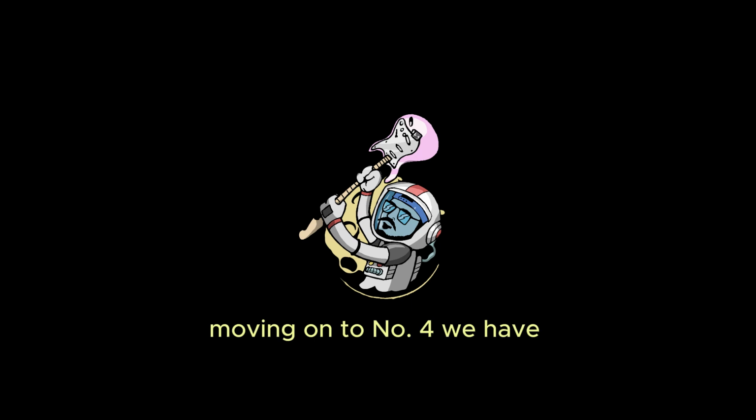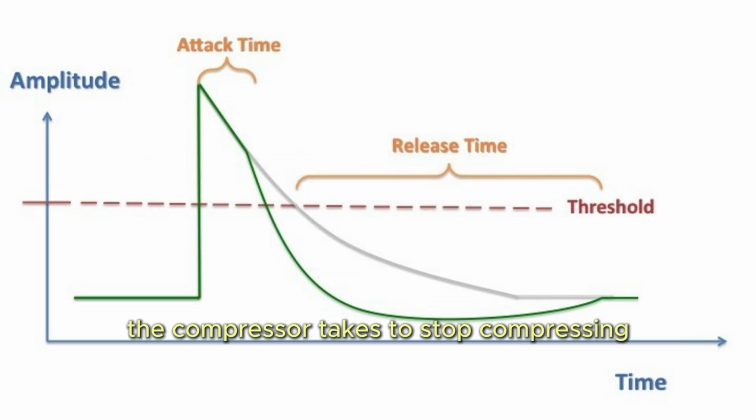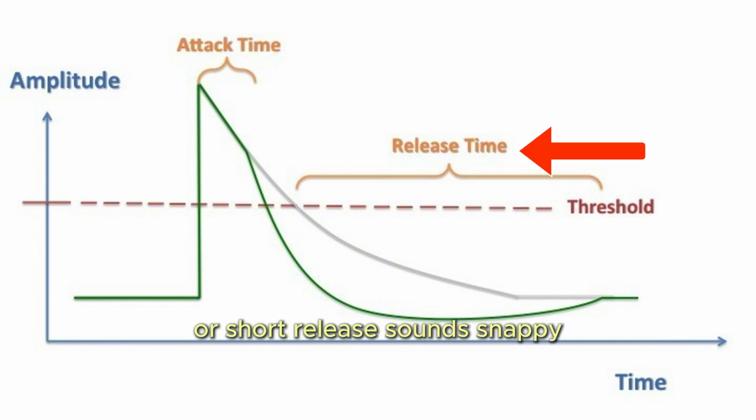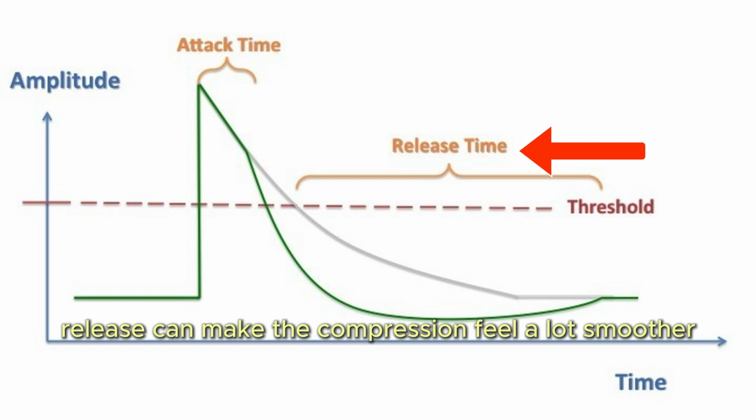Moving on to number 4, we have release. Release is how long the compressor takes to stop compressing once the audio goes back below the threshold. A short release sounds snappy, while a longer release can make the compression feel a lot smoother.